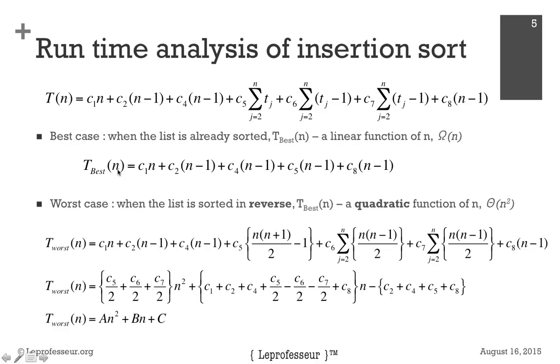in which the list is sorted, and we calculate C1n plus C2(n minus 1) plus C4(n minus 1) plus C5(n minus 1) plus C8(n minus 1). So that becomes a linear function of n. So our best case time complexity comes as a linear function of n. This funny symbol omega denotes that our best case time complexity is of order n. Simple. There is no complexity here.